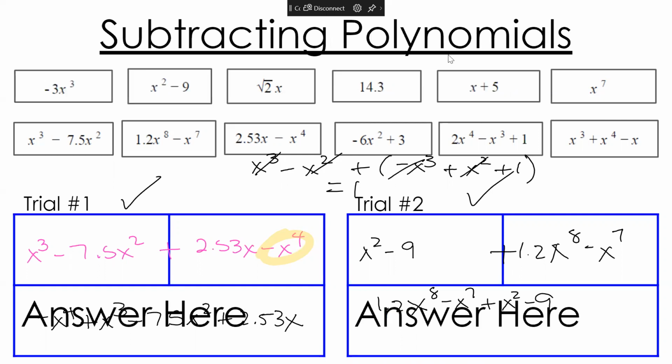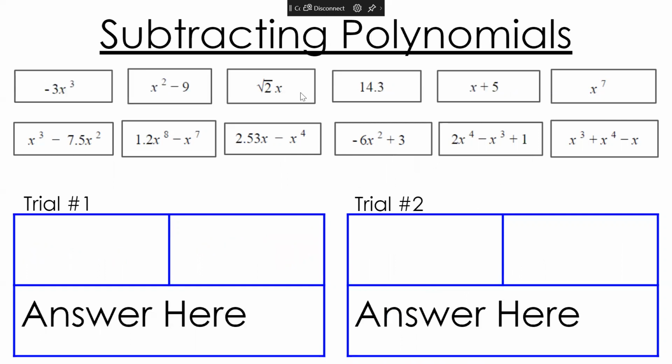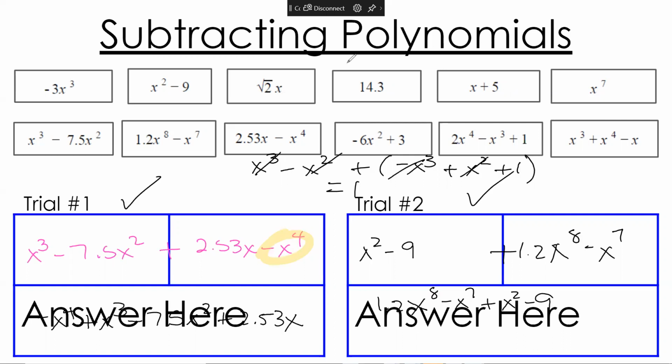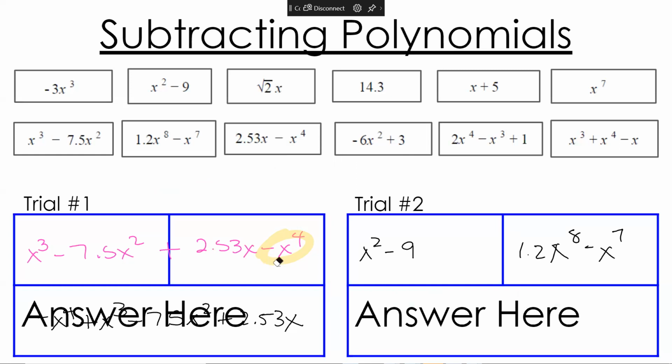It's going to be very similar to addition. When we subtract, we're actually going to use the same numbers. Let's go ahead and use the same numbers. So we're going to use the same numbers for subtraction, and we're going to change the operation.